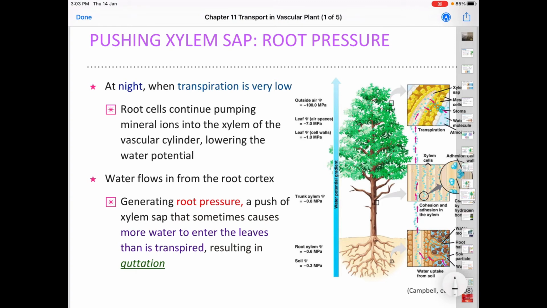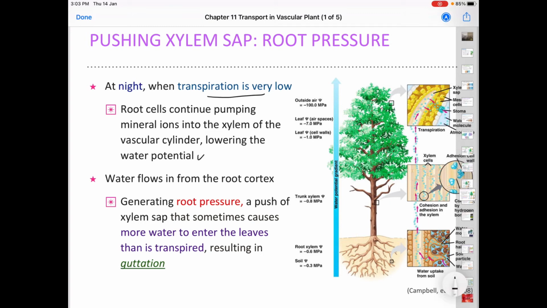Okay, pushing xylem sap: the root pressure. This happens during the night. As we know, transpiration happens during the day, in a hot environment, when the surrounding air is very hot, then it creates a force that causes transpiration to go higher. But what happens during the night? At night, when transpiration is low, the root cells continue pumping mineral ions into the xylem of the vascular cylinder, lowering the water potential.